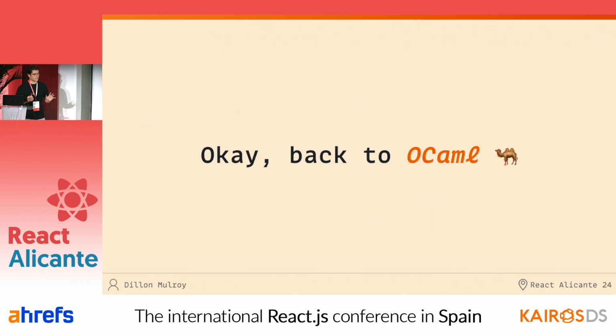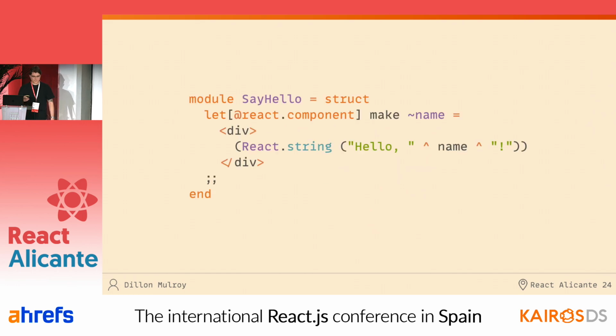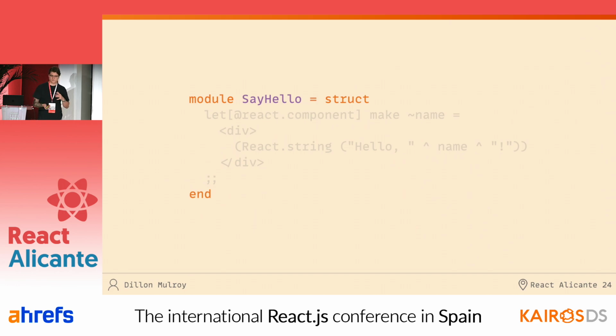Okay, let's get back to OCaml. I want to dive into OCaml and React, but let's start from first principles here. So let's look at this basic component. We have module SayHello = struct, some weird let thing with some weird characters, a word make. Let's dive into this. So modules, like I described earlier: every file, much like JavaScript, in OCaml is a module.